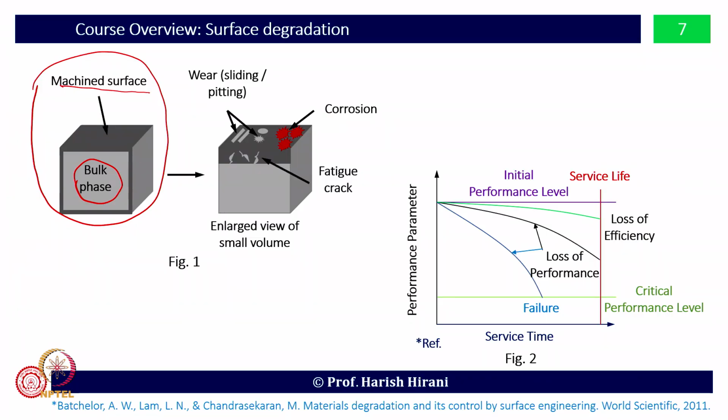But mostly the failure starts from a surface. Now, surface failure may have some sort of sliding mark, which happens because of the physical interaction. It may have some sort of pitting or surface fatigue phenomena. It may have a corrosive phenomenon, which is a chemical phenomenon attached, or, as I said in this case, fatigue may occur just below the surface layer.